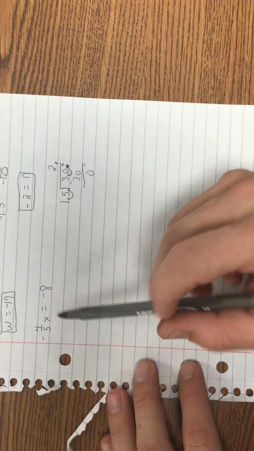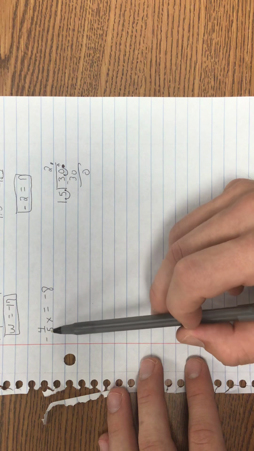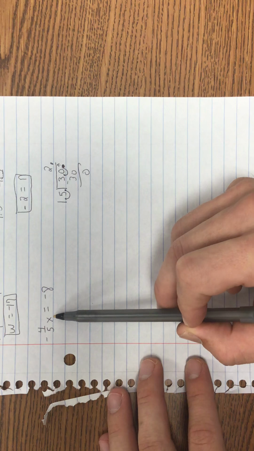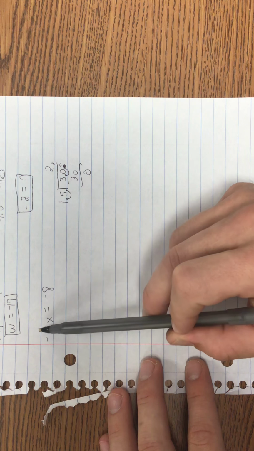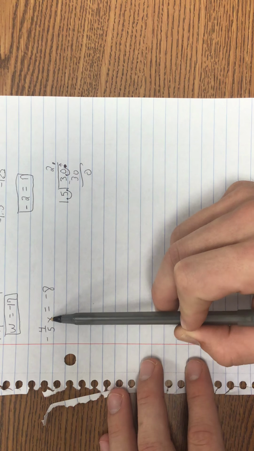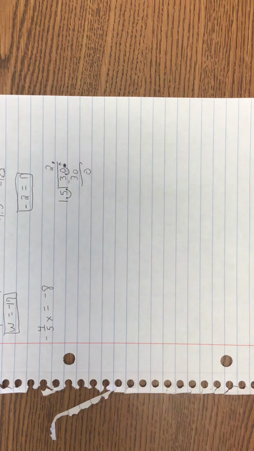All right, last example. So if I have a fraction now right next to a variable, that does mean they're being multiplied. Okay, so I have a negative 4/5 times x equals negative 8. So we need to solve for x. So we need to ask ourselves, what's happening to our variable x? Well, it's being multiplied by negative 4/5.